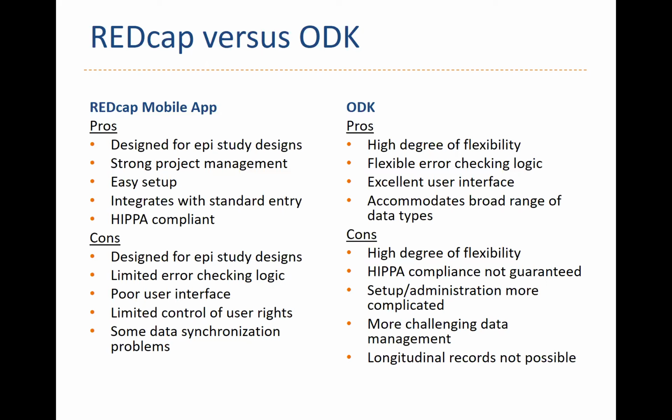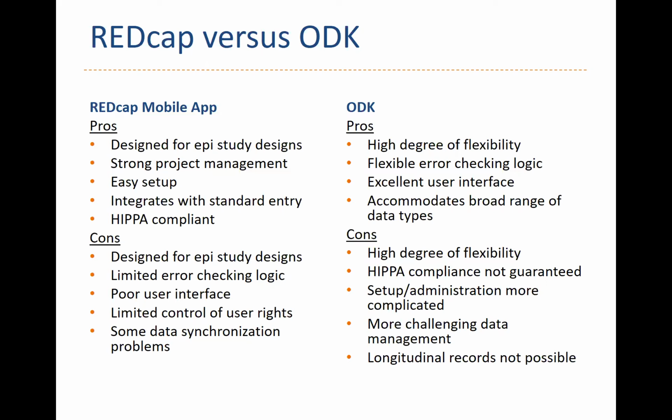ODK does not have a longitudinal component. So if you're going to collect longitudinal data with ODK, you basically have to make sure that the ID number you're using is repeated over time, but you have no access to whatever the previously entered data is. So all of the linking of those records has to happen outside of the program. That's up to you to track.